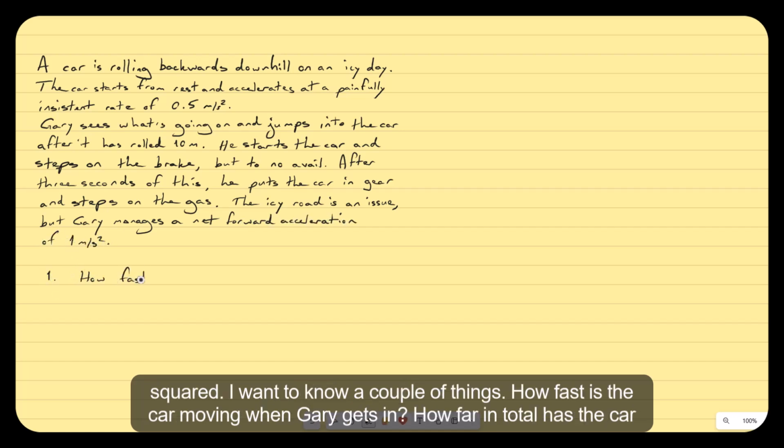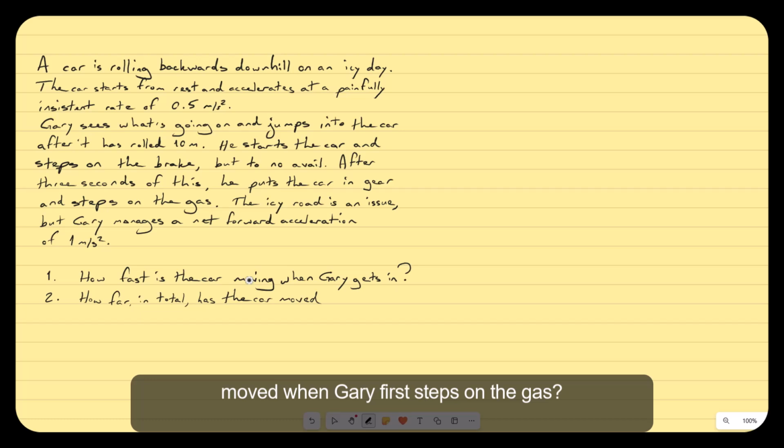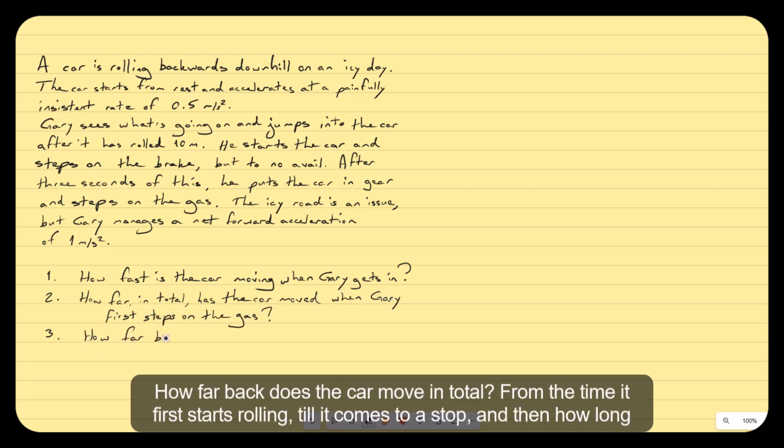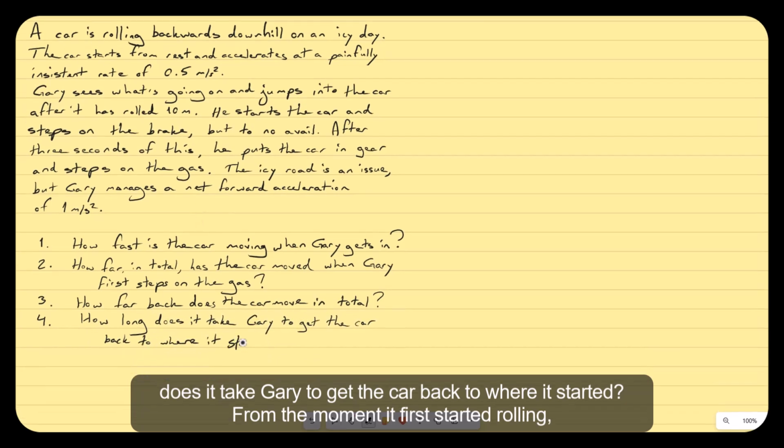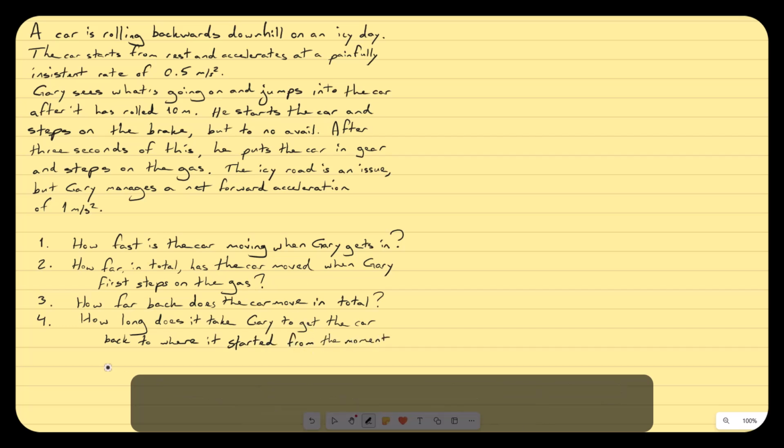I want to know a couple of things. How fast is the car moving when Gary gets in? How far in total has the car moved when Gary first steps on the gas? How far back does the car move in total from the time it first starts rolling till it comes to a stop? And then how long does it take Gary to get the car back to where it started from the moment it first started rolling?